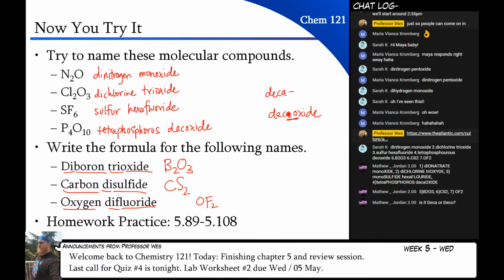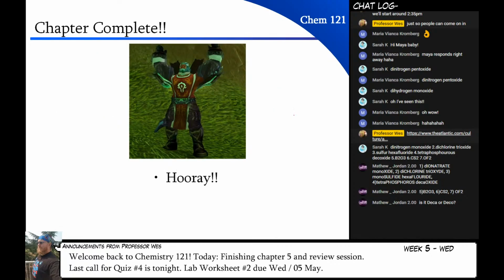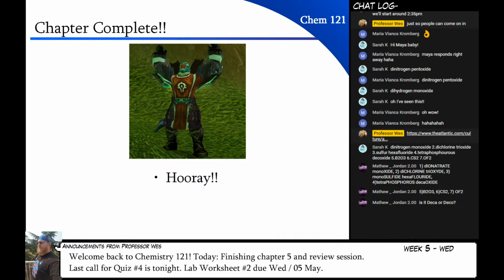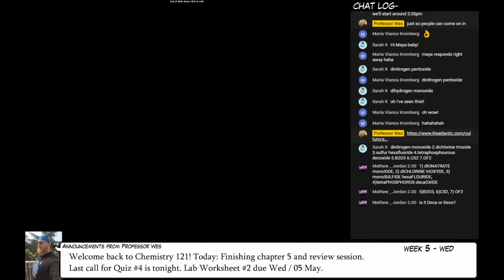All right, that's all I got. So there's the homework practice at the bottom down there. So that's the end of the chapter. So yeah, that should be the happy orc there. So we'll turn up the music here so you get to hear that. That is such an old picture. All right, so that's the end of chapter 5.